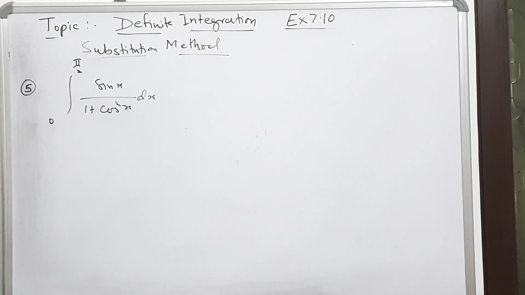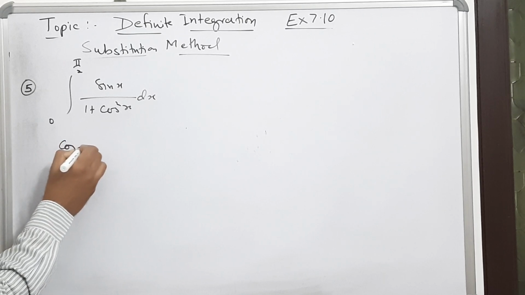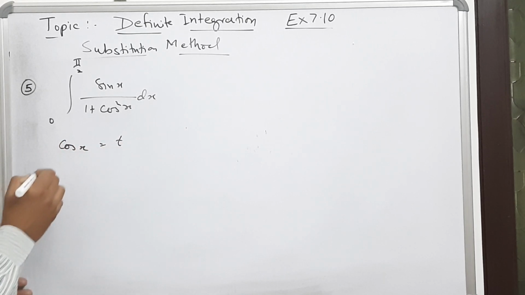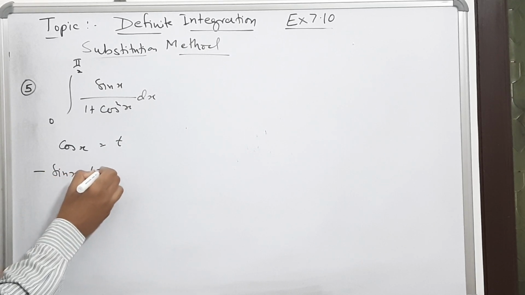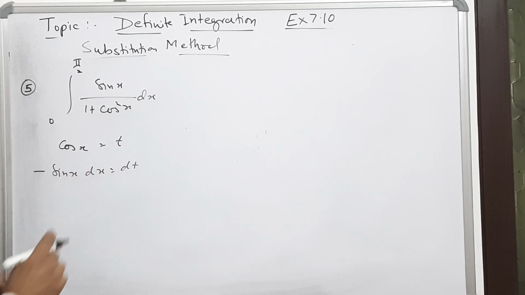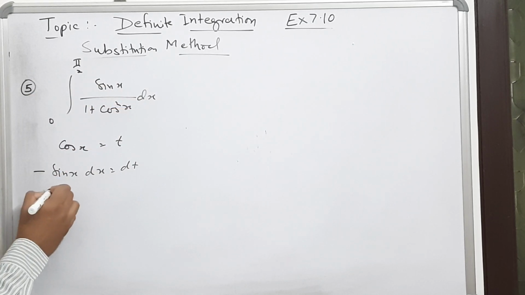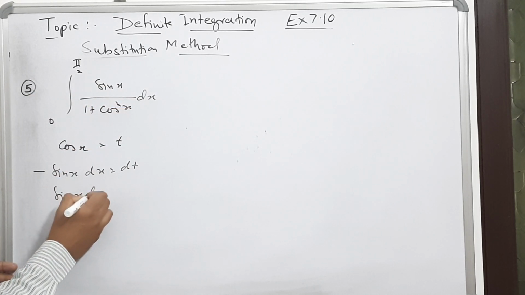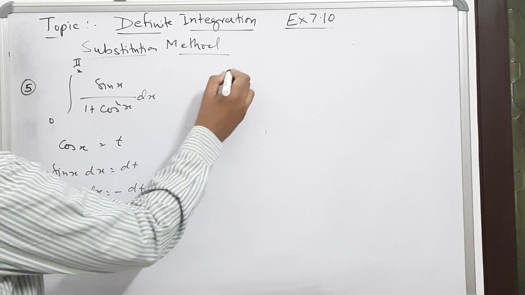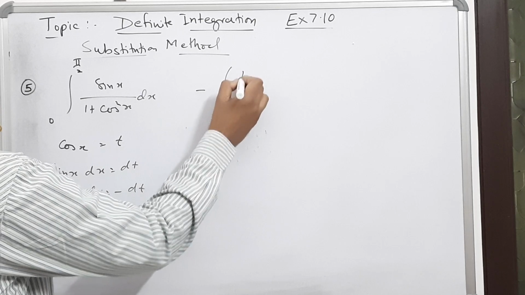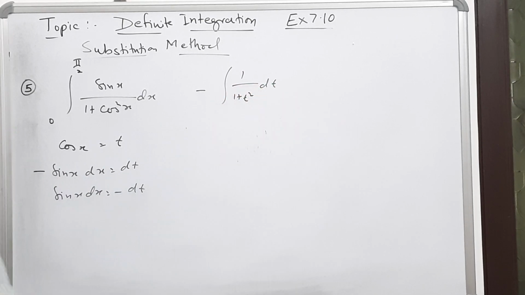Yes, dear students, you see this problem. We can take cos x equals t. The derivative will be minus sin x dx is dt. Sin x is already available here. So we can write sin x dx is minus dt. Now when you write here, it is minus 1 upon 1 plus t square dt.